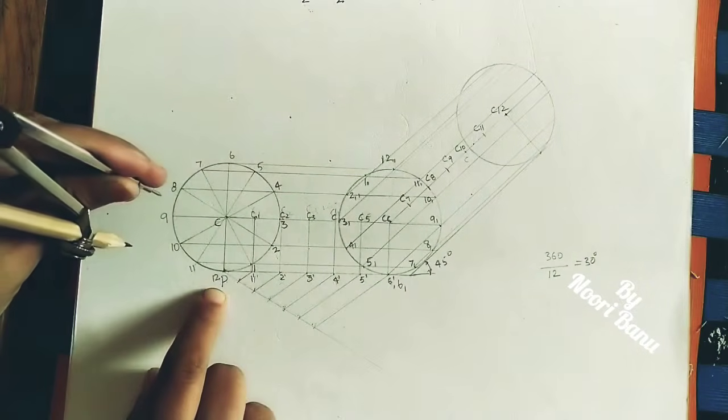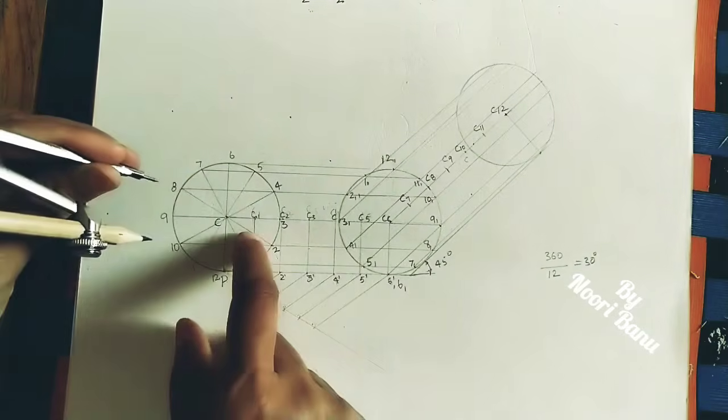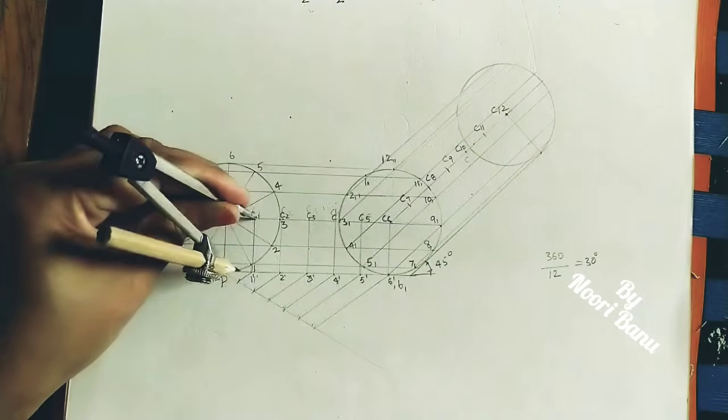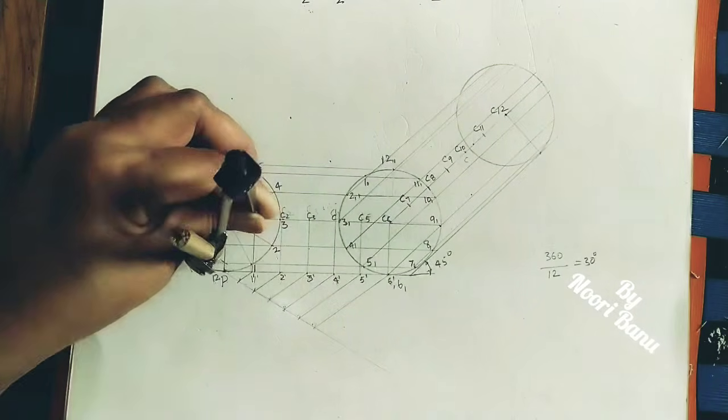If C is the center, P is the initial point. Okay, at the CP distance. Now C is moving from C to C1. Draw an arc on the first line which is passing through 1. This point is P1.